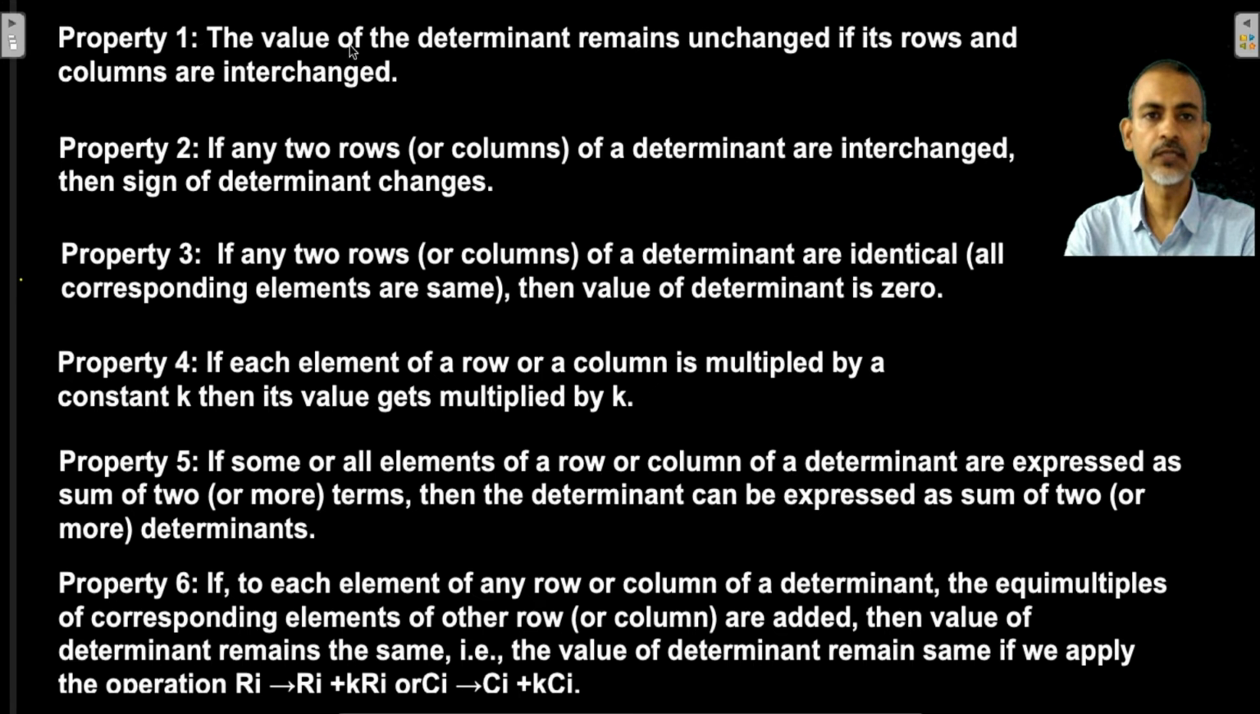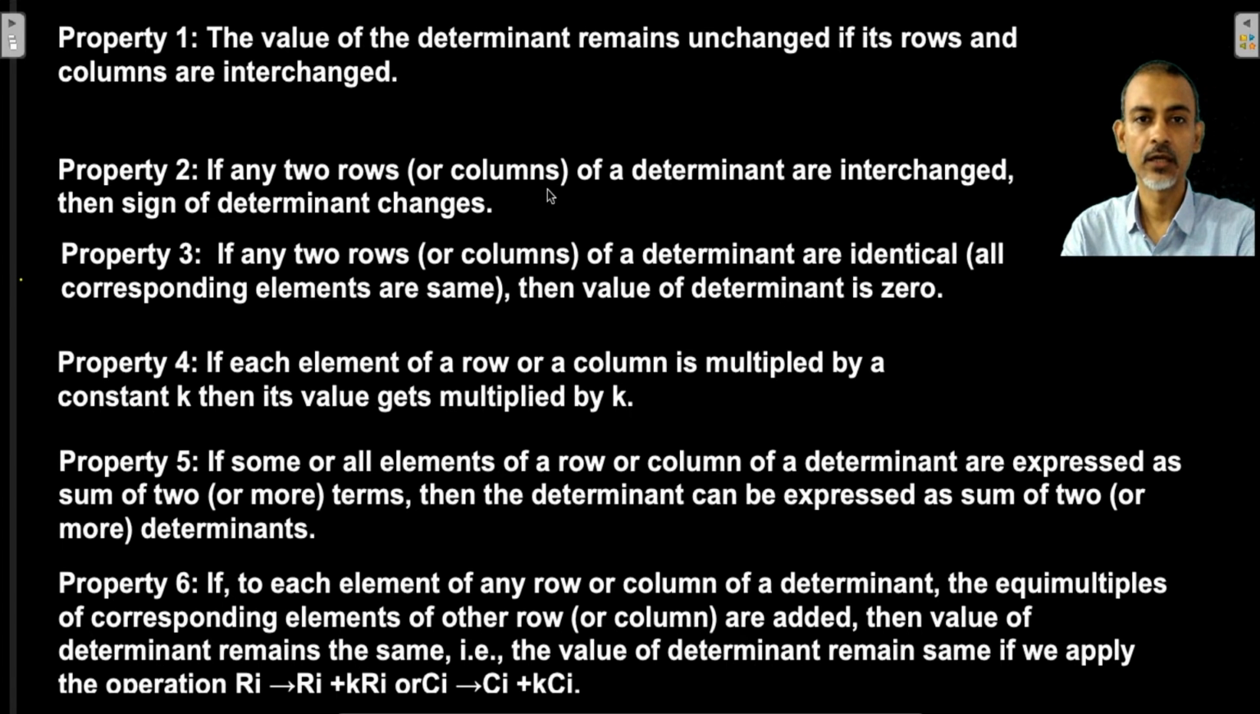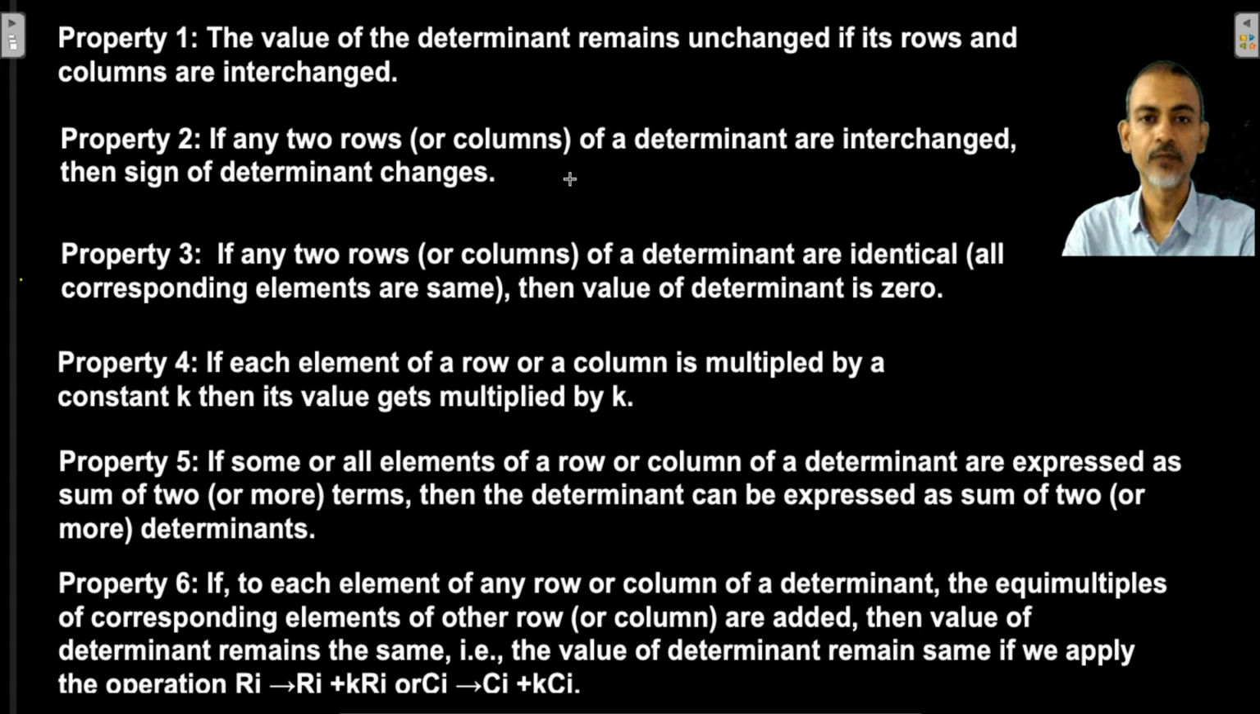The first property says the value of the determinant remains unchanged if its rows and columns are interchanged. So if you change rows to columns and columns to rows, that is, if you take the transpose of the determinant, the value of the determinant will remain unchanged. The second property says if any two rows or columns of a determinant are interchanged, then the sign of the determinant changes. So if you are interchanging R1 and R2, this is how we write it, or C1 and C2, these two columns or rows, the value of the determinant will change by a negative sign. This is the second property.